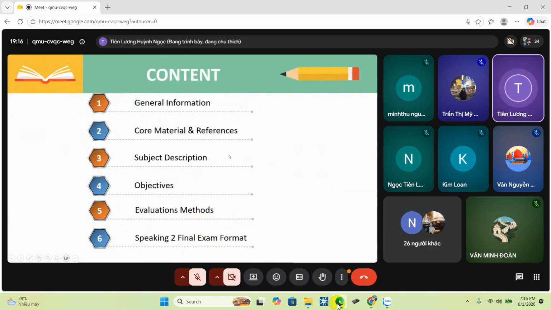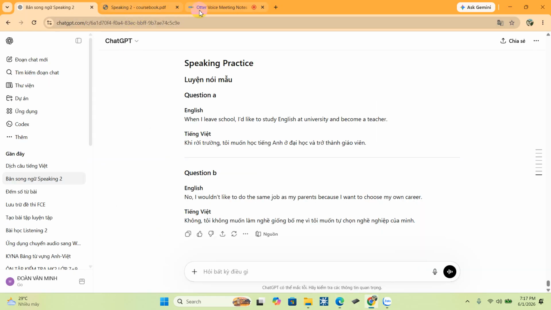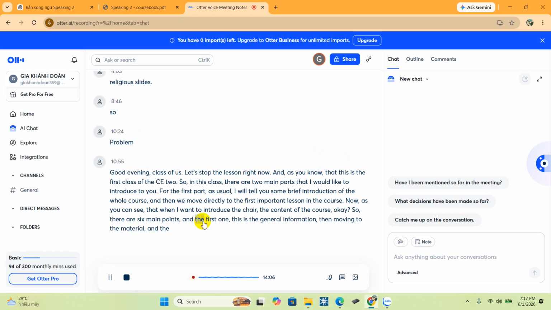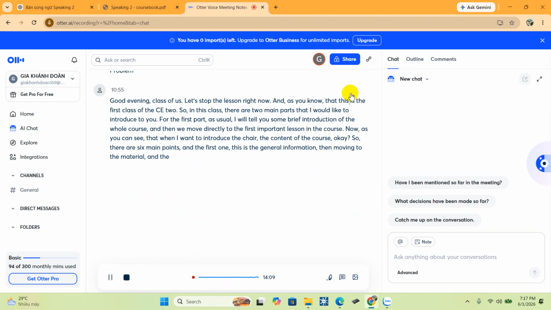Now, as you can see, when I introduce the content of the course, there are six main points. The first one is the general information, then moving to the core material and references so that you can have some further practice. Then I will tell you some brief subject description, and the other two are the things that I think you always want to know: the evaluation method and the Speaking Two final format.